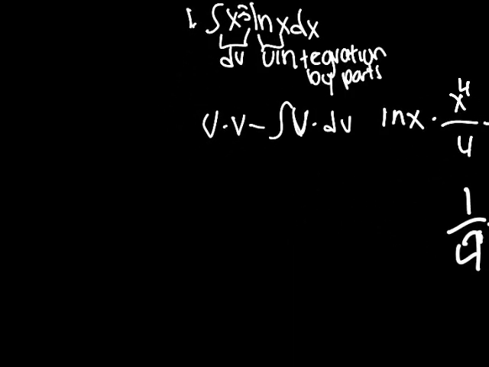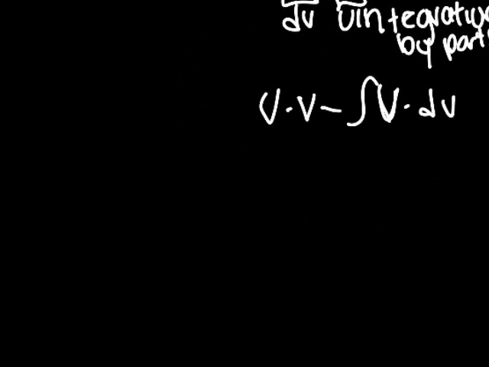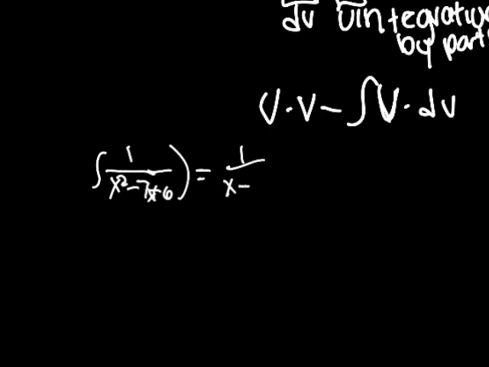That's number 1. For number 2, it's asking us to integrate 1 over x squared minus 7x plus 6. Here we have to do partial fraction decomposition. So we can rewrite this as 1 over (x minus 6)(x plus 1).